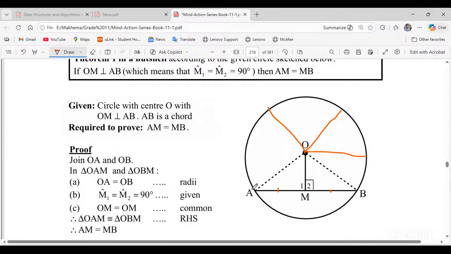Also, OA will be 2 centimeters. So the radii of the circles are always the same. So OA here is equal to OB. The reason being radii. So now, guys, this part in Euclidean geometry, this is the statement, this is the reason.